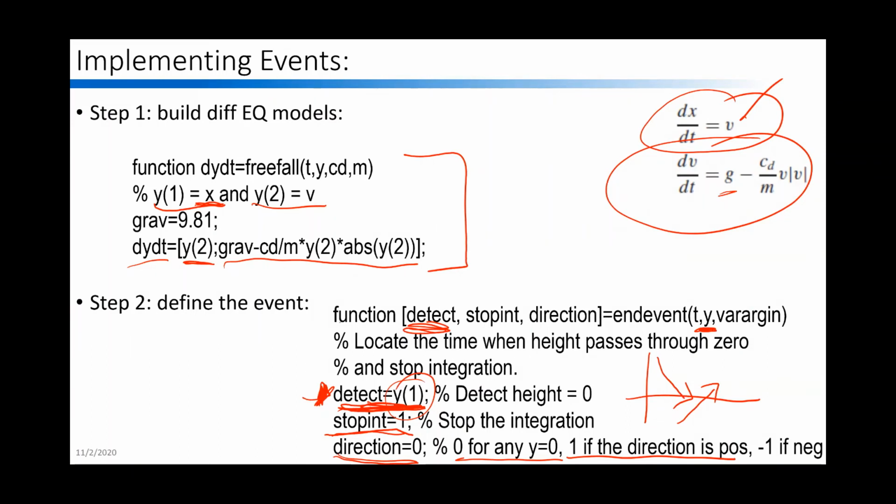So this end event function is really going to determine when y is 0. So that's that stopping criteria. We could change this function, if we wanted a non-zero stopping value, by changing that detect function to be, say, y of 1 minus 5, right? That would stop us at x equals 5, because then detect would be 0. So when this detect is equal to 0, the function is going to stop.